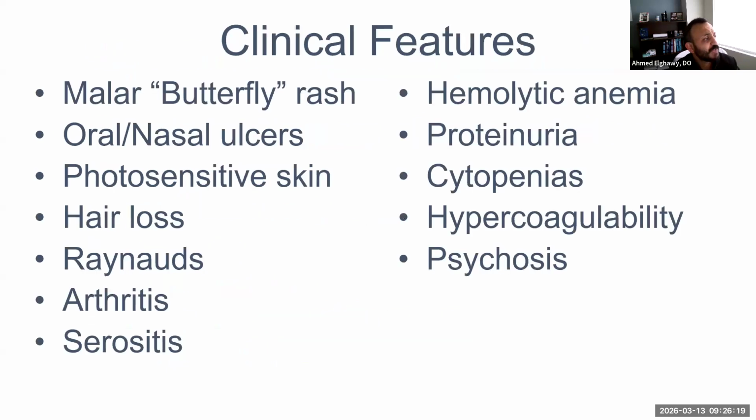And like I said, butterfly rash, nasal sores, photosensitive skin, hair loss. You can develop Raynaud's, where your fingers turn ghost white in the cold. You can develop serositis with pericardial effusions and pleural effusions, hemolytic anemia, proteinuria, cytopenia, psychosis, hypercoagulability, like clots. So this disease can almost do anything at once. So it's really, really important to try to catch this.